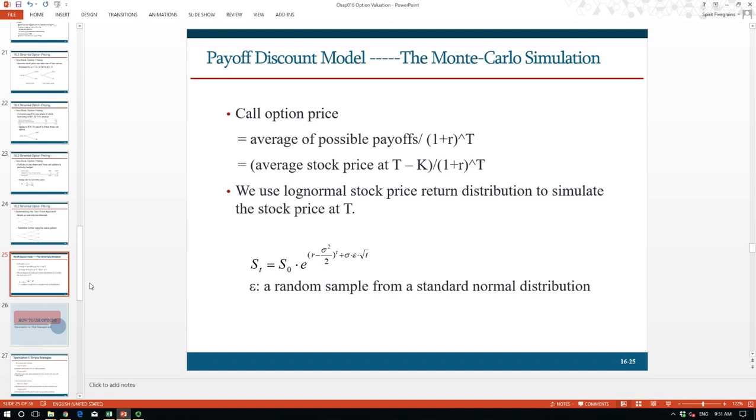Therefore, you look at the payoff in each scenario and take the average. Take a simple average of all future potential payoffs. You will get the expected payoff from this option. And the last step is simply to take the present value of this expected payoff to get the option price.